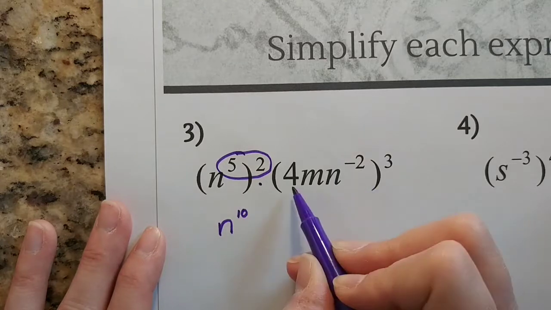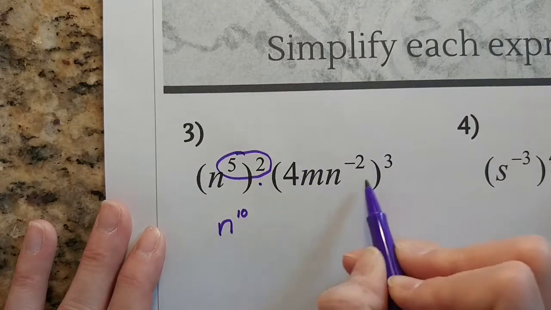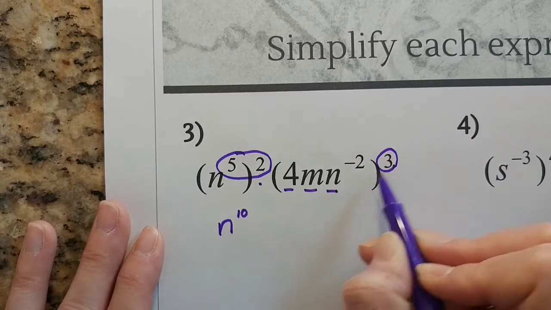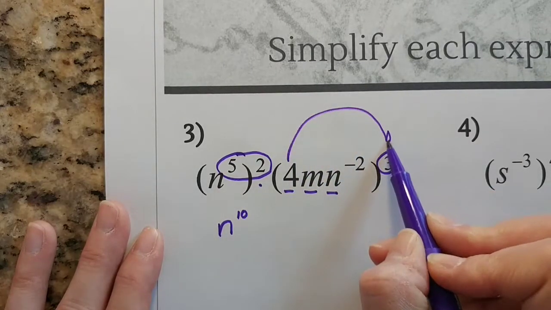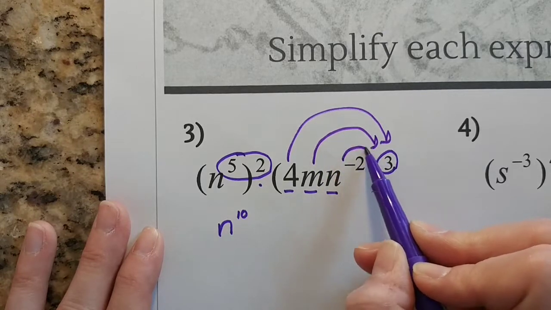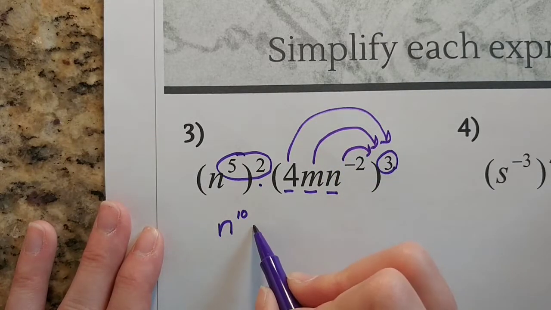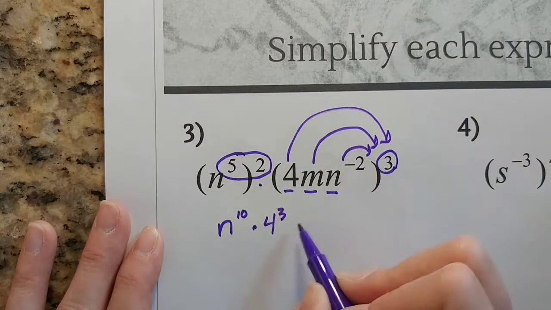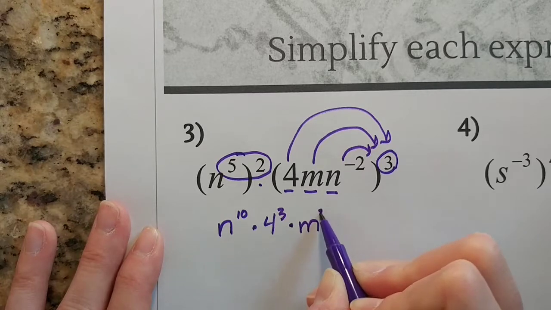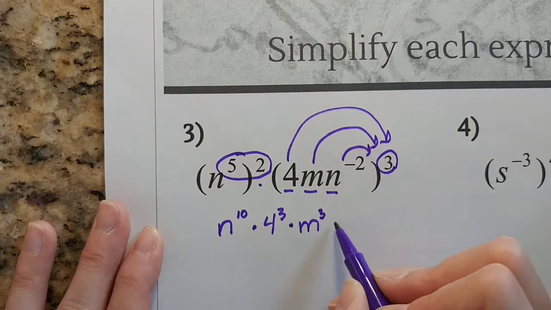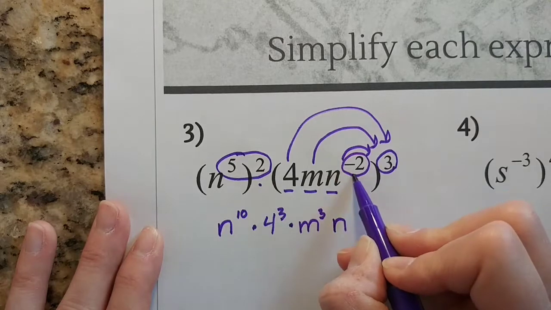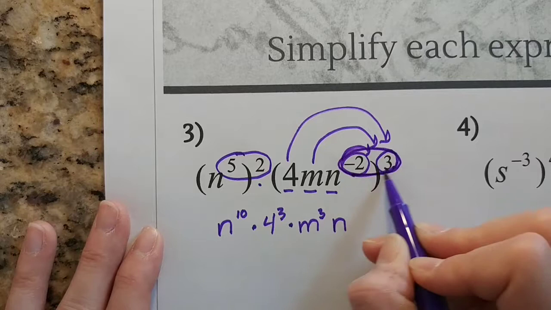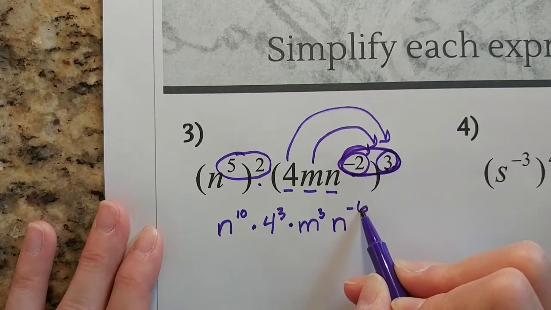Now let's see what we have in here. All of this inside the parentheses has to be raised up to the 3rd power. Each factor goes up to the 3rd power. The 4 shoots up to the 3rd power, the m, and the n. 4 to the 3rd power, the m up to the 3rd power, and the n up to the 3rd power. However, do you notice that the n already has a power, and I want to raise it to another power? So power to a power, multiply the powers, -6.